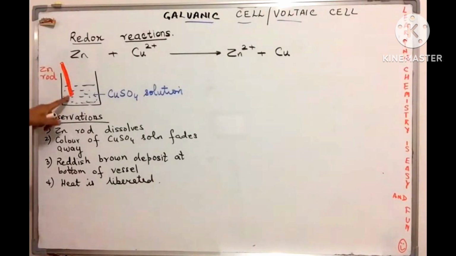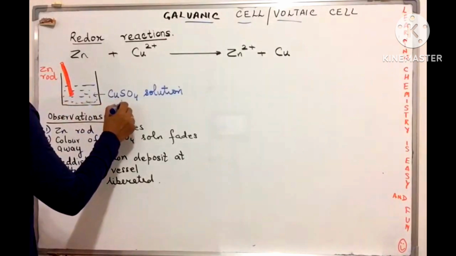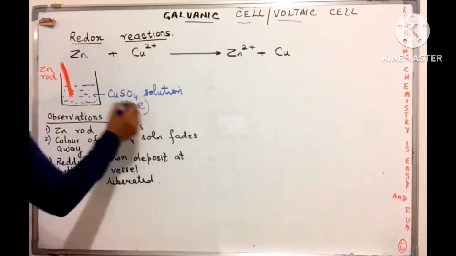You immerse a zinc rod in a solution of copper sulfate. Now this is one simple experiment that teachers many a time make the students do in the laboratory also, and it is used as a demonstration reaction as well. Now the zinc rod is actually silvery white in color, or you can use zinc granules also. Copper sulfate solution, on the other hand, is blue in color, right?